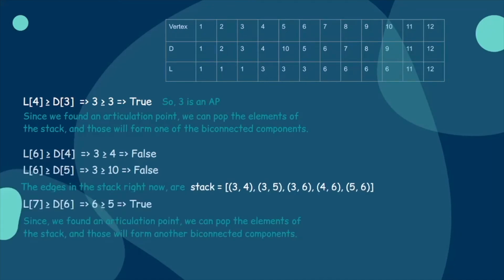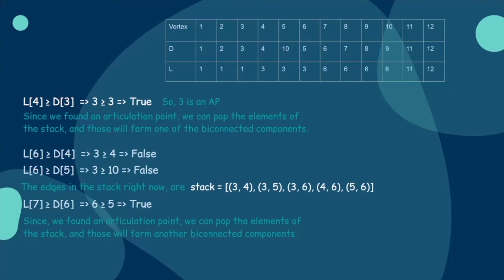Also for node 3, we can see that node 3's child is 4, and the low value of 4 is 3, which is equal to the discovery time of node 3. This is why this formula is true for node 3, and thus we can find our first articulation point here, which is 3. Since we found an articulation point, we can pop the elements of the stack, and those will form one of the biconnected components here.